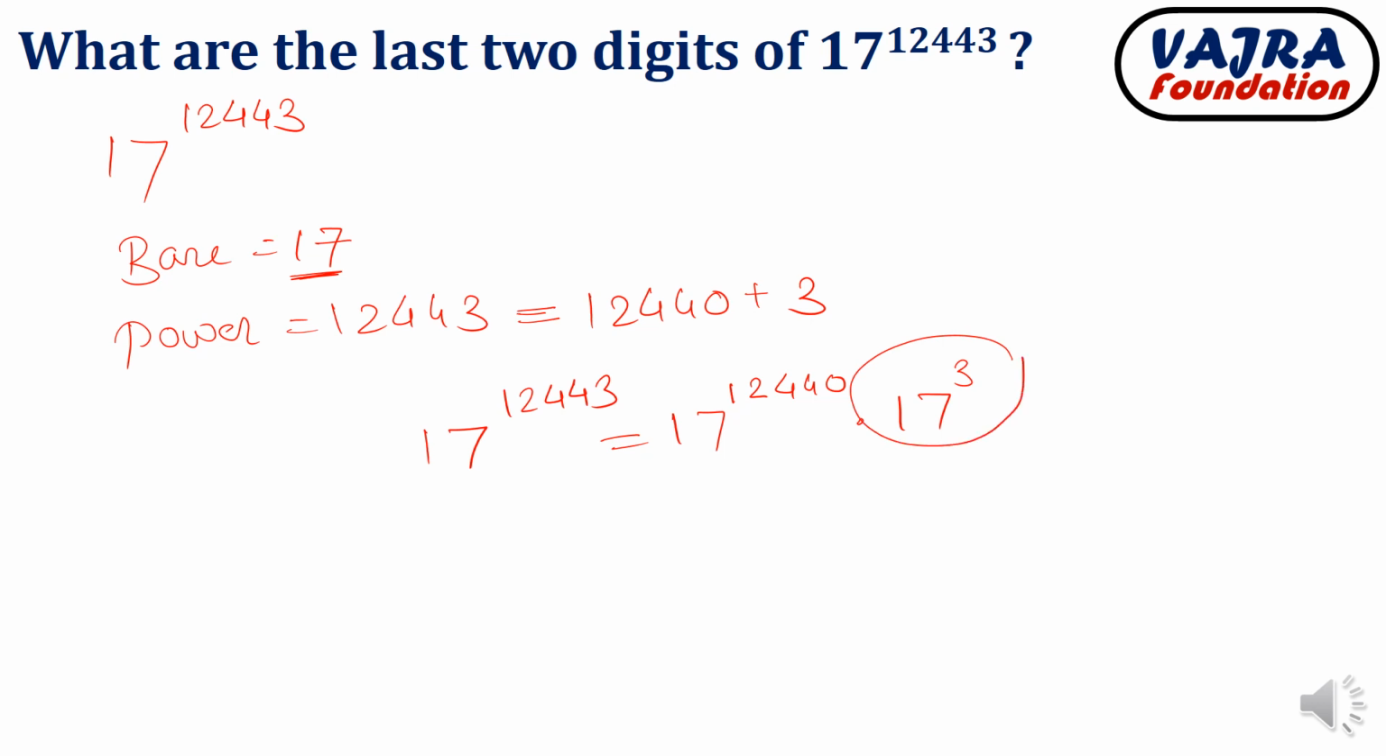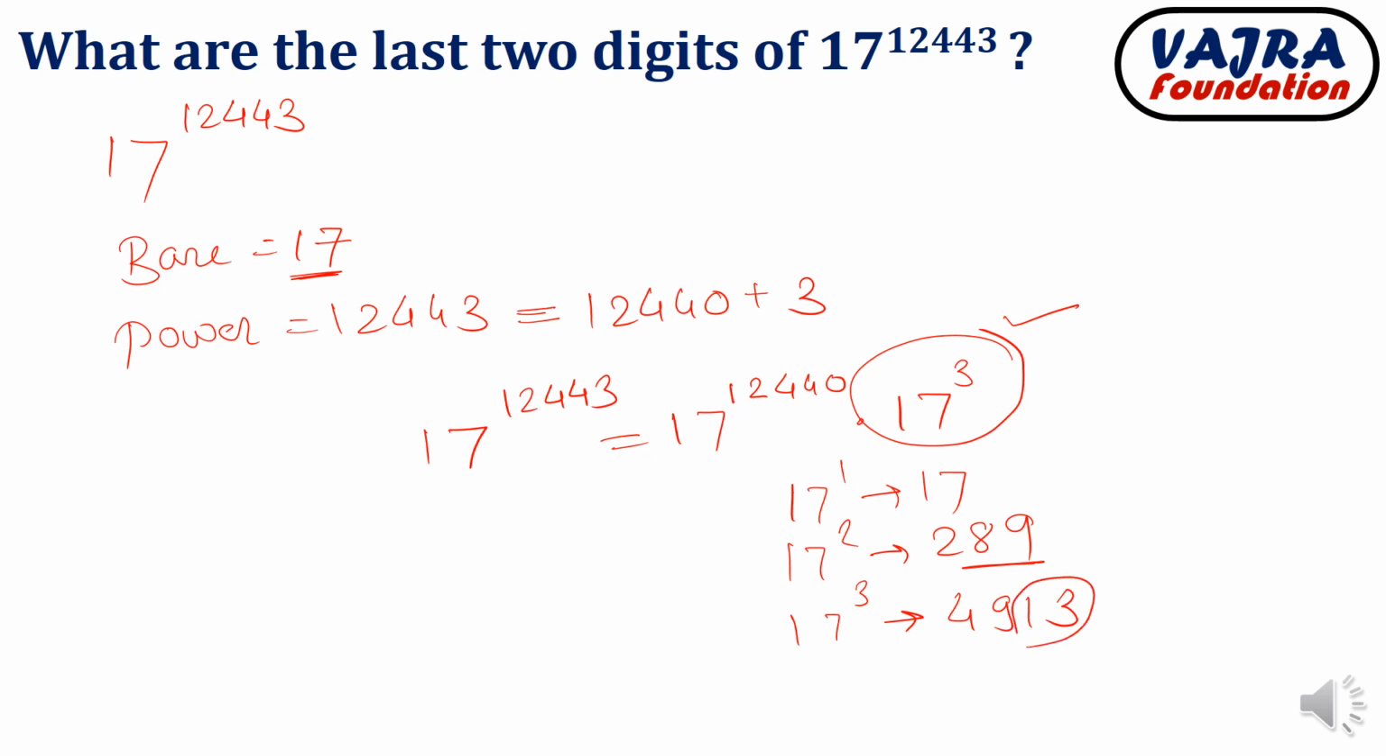Now we have to consider only this in order to find the last two digits. 17 to the power 1 is 17, 17 to the power 2 is 289, meaning last two digits 89, 17 to the power 3 is equal to 4913. So these are the last two digits of this expression. Therefore 13 is our answer.